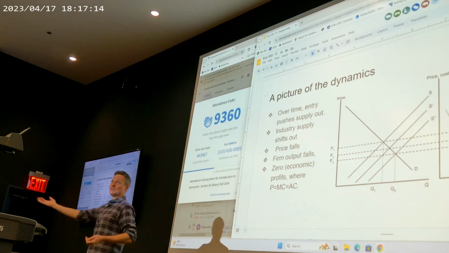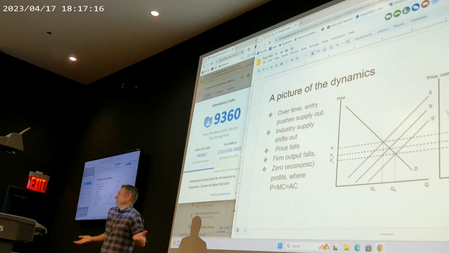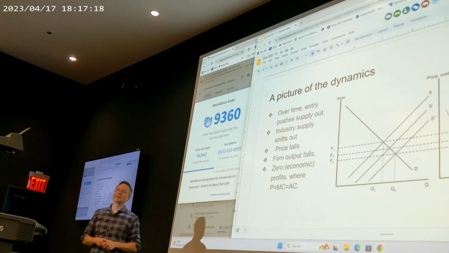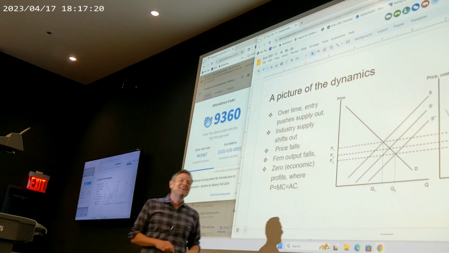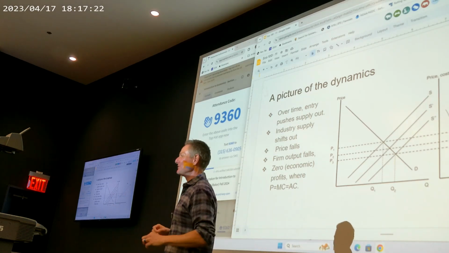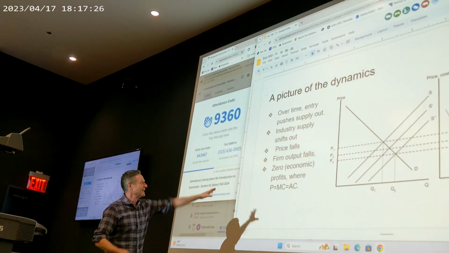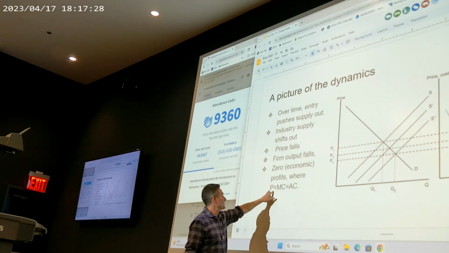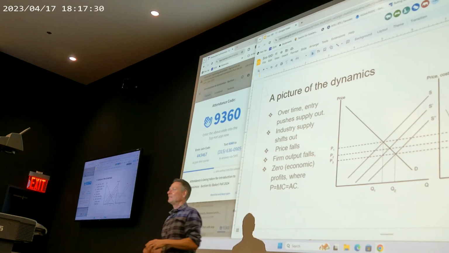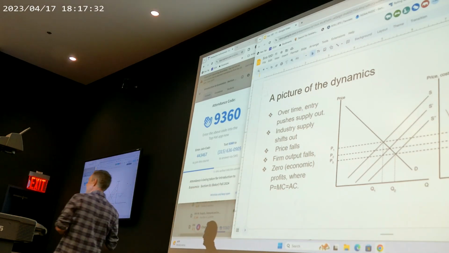Right? If I'm not in the maple industry, do I want to enter? Well, it's six of one, half a dozen of the other. I don't know if that's the right expression. Right. And so you can see, though, that in the end we have this P equals MC equals AC.